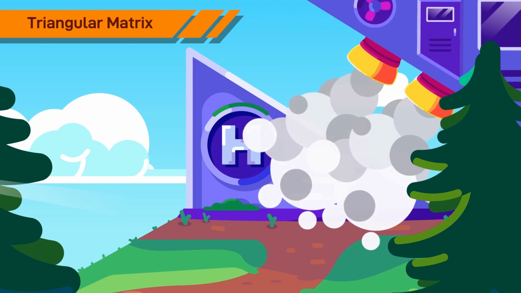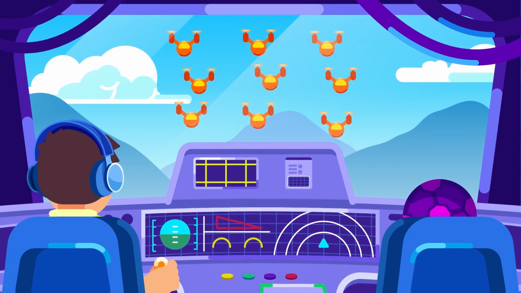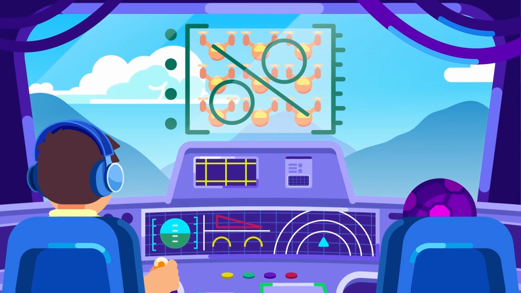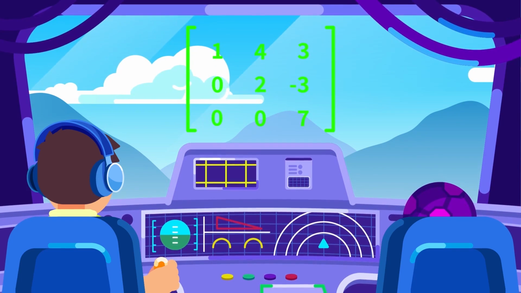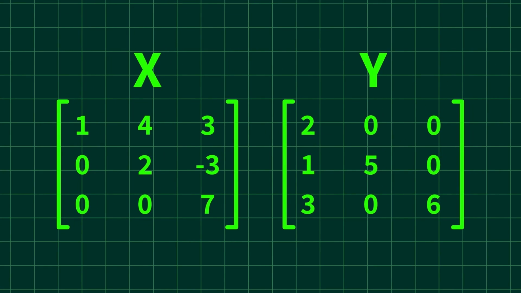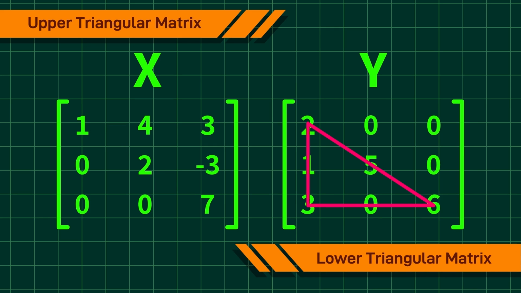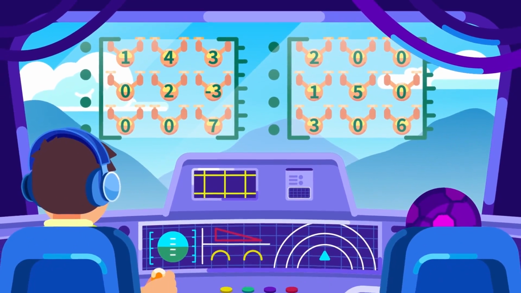Triangular matrix. A triangular matrix is a subtype of square matrix, where elements above or below the main diagonal are 0. Let's consider two 3x3 matrices, X and Y. Matrix X is called the upper triangular matrix because it has zeros below the main diagonal, while the upper non-zero elements along with the main diagonal form a right triangle. Inversely, matrix Y has zeros above the main diagonal, creating a triangle shape at the bottom. Hence, Y is a lower triangular matrix.